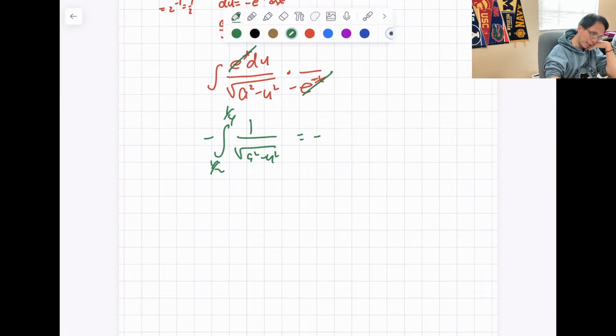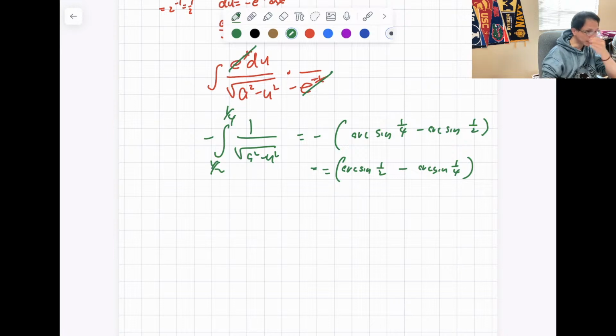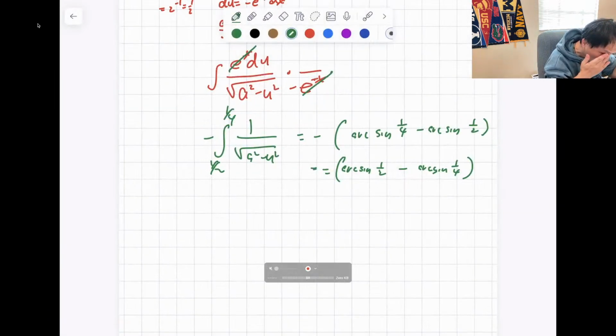And that's equal to negative arc sine of 1/4 minus arc sine of 1/2. So that is going to be arc sine of 1/2 minus arc sine of 1/4. And this is equal to final answer. And I got this answer. I'm happy with it because the rest of them I can use calculator. Since your lower bound is 1/2.